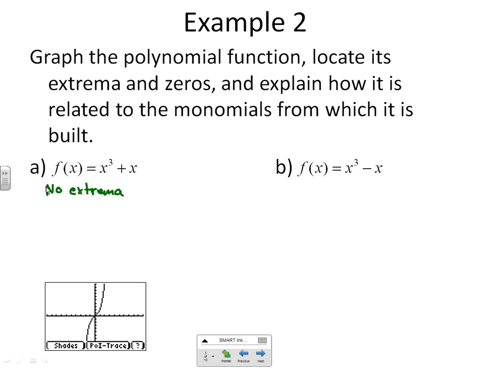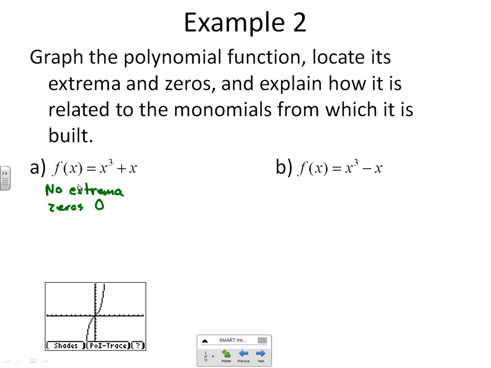Then the zeros, well, it's going through at 0, 0. So my zeros are 0. And then it says, explain how it is related to the monomials from which it is built. So x cubed is a monomial and x is a monomial, and together they're giving us this polynomial, which with two terms, that really makes it a binomial.